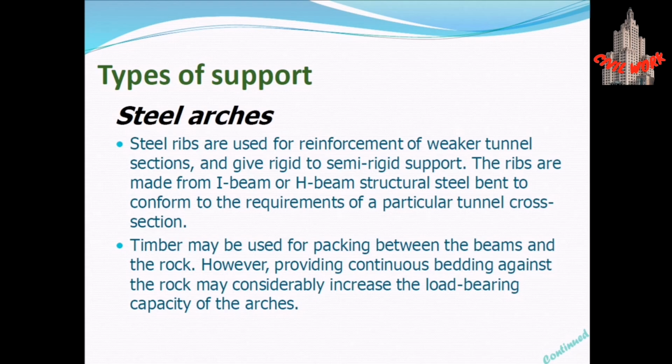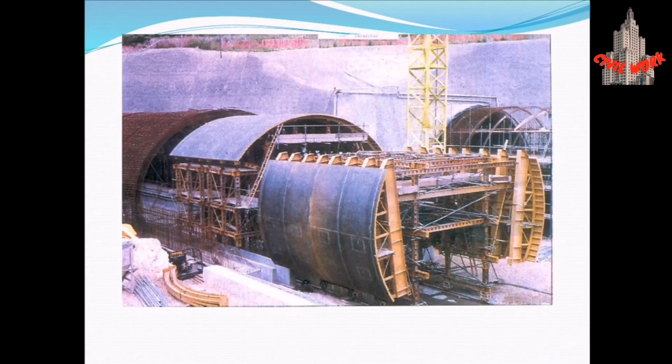Steel ribs are used for reinforcement of weaker tunnel sections and give rigid to semi-rigid support. The ribs are made from I-beam or H-beam structural steel bent to conform to the requirements of the particular tunnel cross section. Timber may be used for packing between the beams and the rock. However, providing continuous bedding against the rock may considerably increase the load bearing capacity of the arches. This shows how the steel arches, or we can say steel ribs, are inserted in the tunnel for the construction and to maintain the stability.